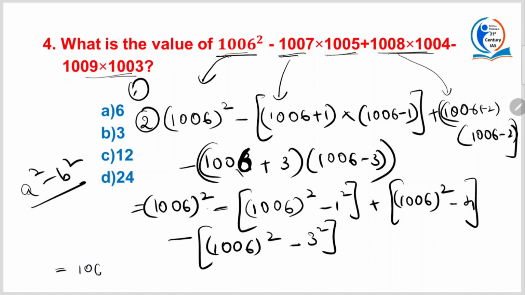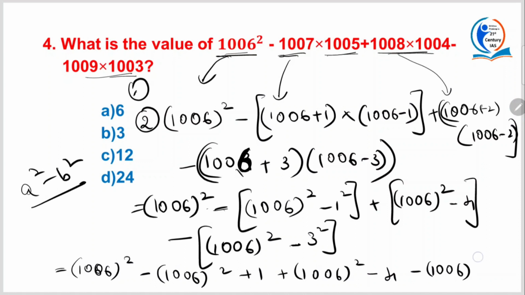Okay. 1006 whole square minus 1006 square, minus into minus will become plus 1, plus 1006 square minus 4 minus 1006 square plus 9. Okay. So, this and this will get cancelled, because 1006 square minus 1006 square is 0. This and this also will get cancelled. Now, 9 plus 1 is 10. 10 minus 4 is 6. Okay. So, 6 is the answer. Okay, this is method 2.